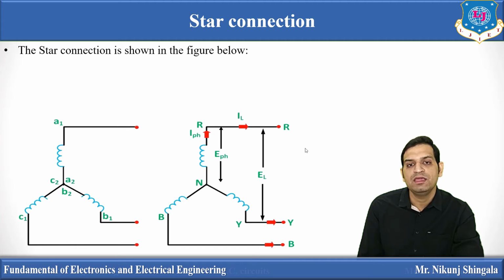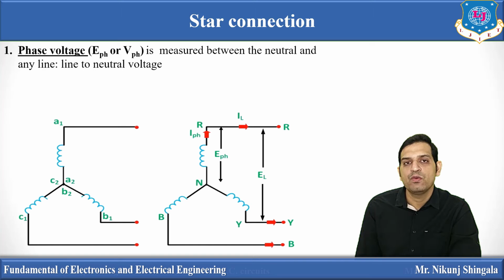Now R, Y, B here you can see are the lines. These are known as the lines, and these are the windings you can see here. Now some labeling is done over here, and based on that I am going to define certain terms. So the first one is the phase voltage, which is denoted by E phase or V phase. Here you can see, it is measured between line and neutral.